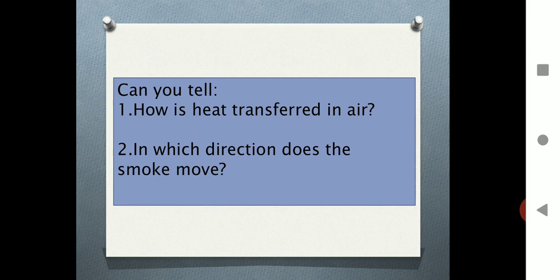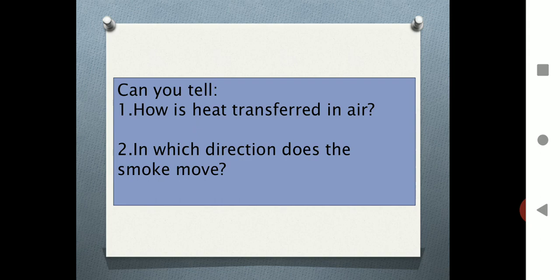Now, can you tell how heat is transferred in air? Now, since air is a mixture of gases, and as we have just now seen that in liquids as well as in gases, the method of heat transfer is known as convection. So in air also heat is transferred by convection.